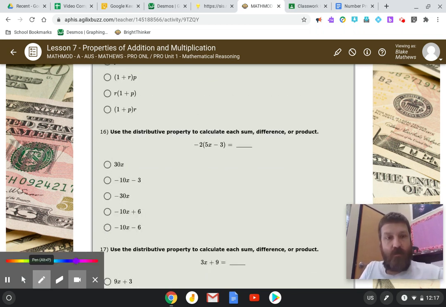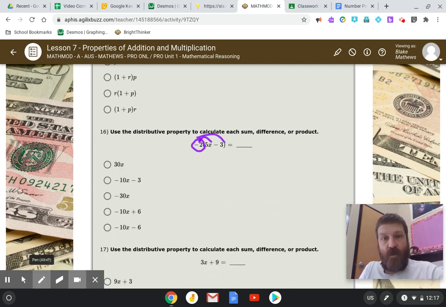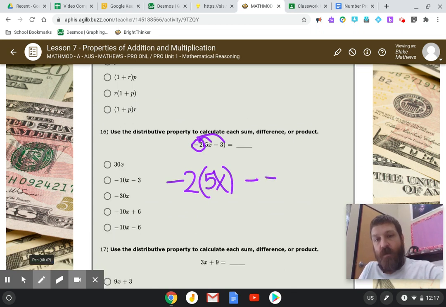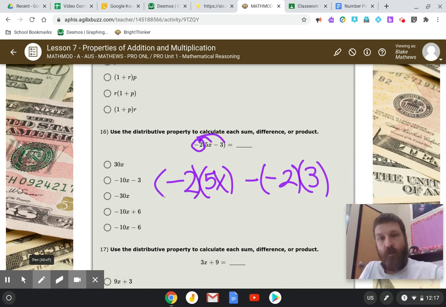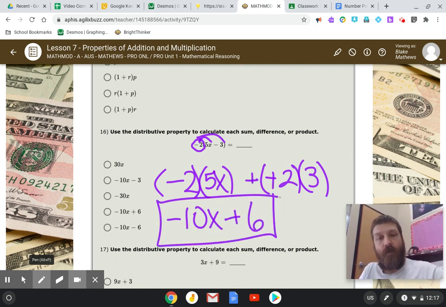Number 16. Use the distributive property. Well, I need to multiply this number times these numbers. I need to do -2 times 5x, and then I need to do -2 times 3. Work it out. -2 times 5 is -10x minus -2 times 3. Notice there's two negatives here, so this is going to end up being positive 6. And sure enough, we have an answer right there.